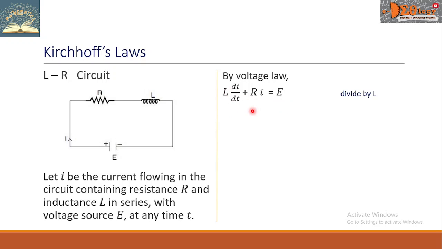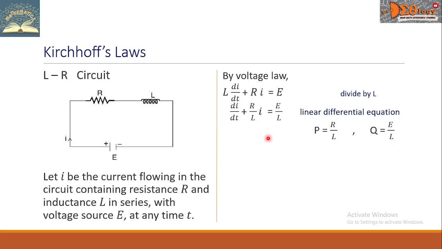Let us divide this equation by L to isolate the di over dt. The new equation becomes like this: di over dt plus R over L multiplied by I equals E over L. We can see that this is a linear differential equation. We can collect the values of P and Q. The P is the R over L, that is the coefficient of the I, and the Q is the value on the right side, the E over L.